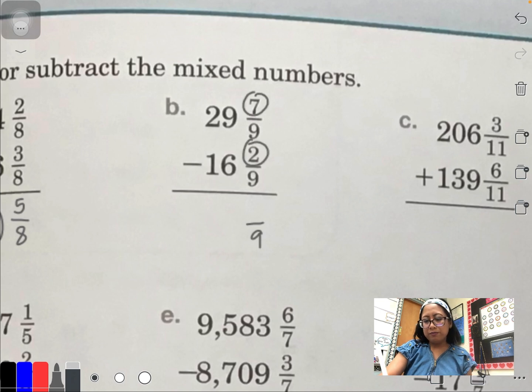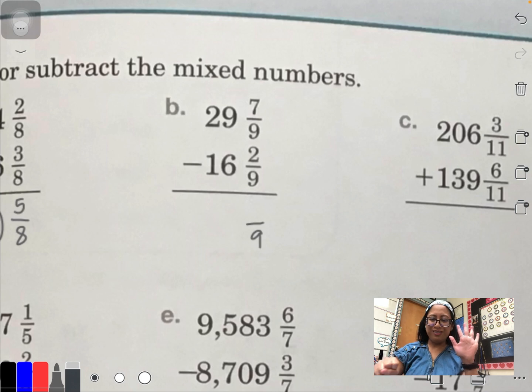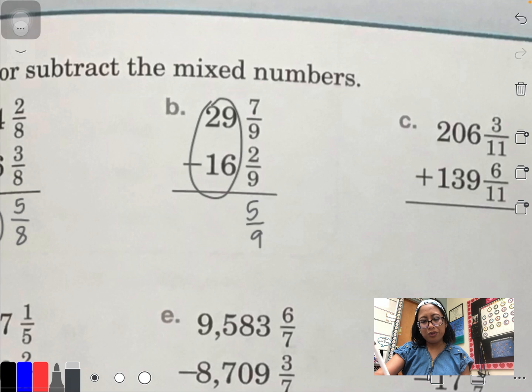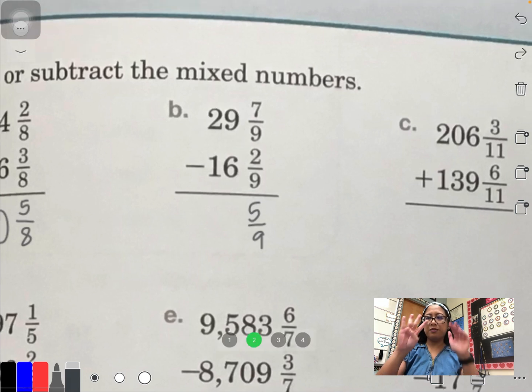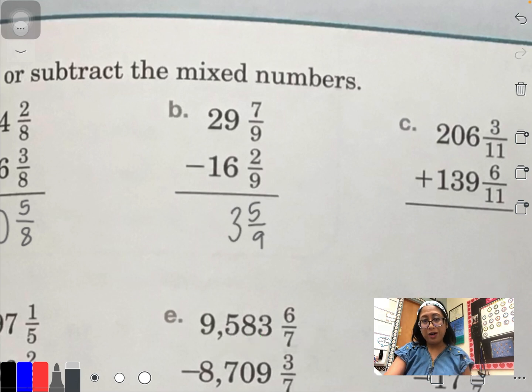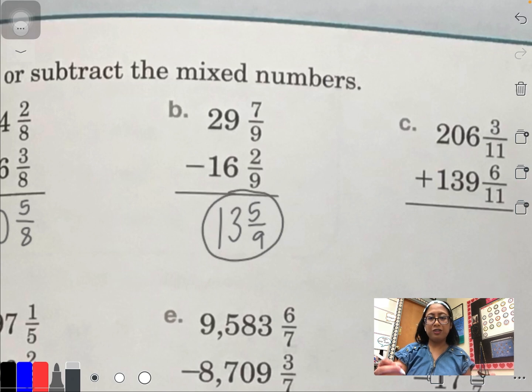Next, you'll subtract the numerators. 7, take away 2, okay. Well, 7 take away 2 is 5, okay? 5. Then you'll subtract the whole numbers. 9, take away 6. 1, 2, 3, 4, 5, 6. 3. And then 2 take away 1 is 1. So here's my new answer. 13 and 5 ninths. Okay? You just have to be very careful with 2 things. The denominators and the symbols.